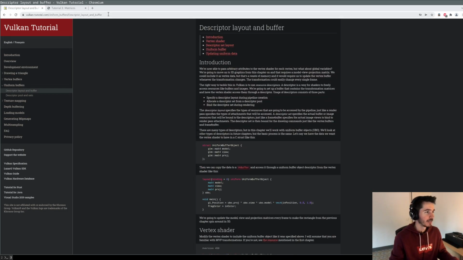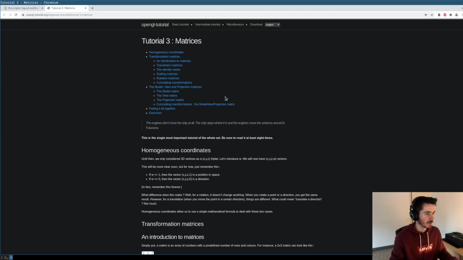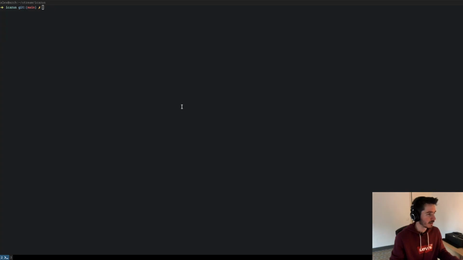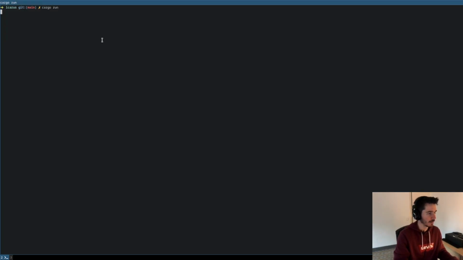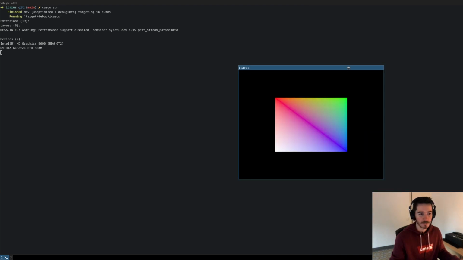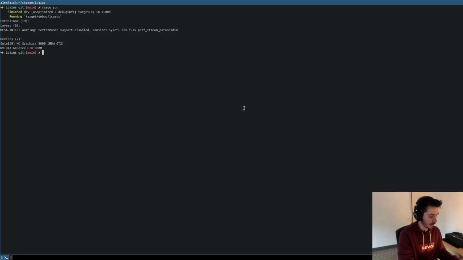And in the Vulkan tutorial, they mentioned this resource which explains transformation matrices. It's from OpenGL, but should be useful also for us. So I will be going through this and then running our program, which is here. As you can see right now, we have just a plain rectangle. It doesn't apply any rotation. And the plan is to have this rectangle rotating. So let's see how we can do that.